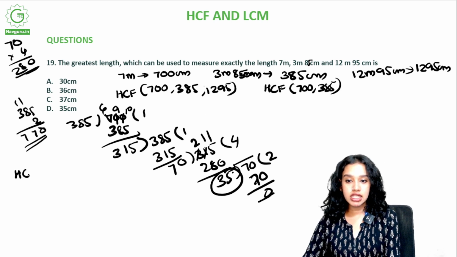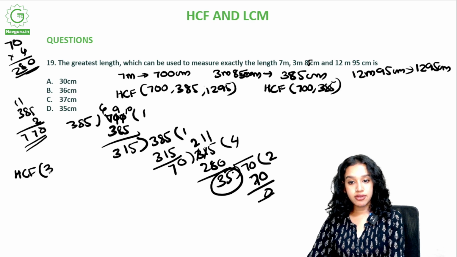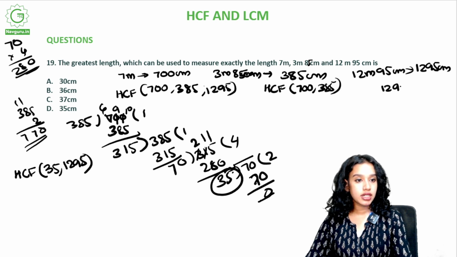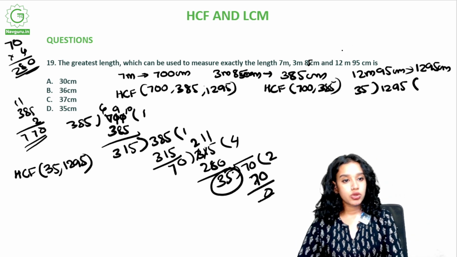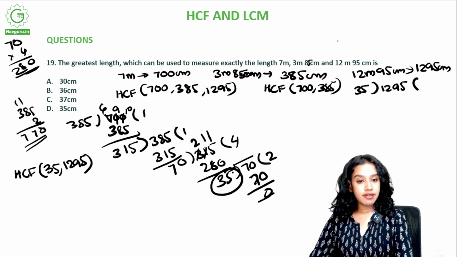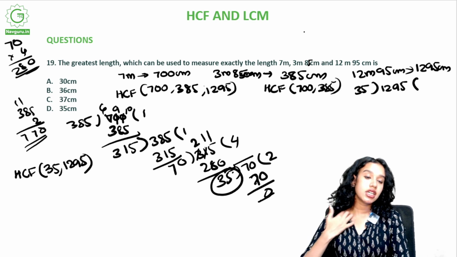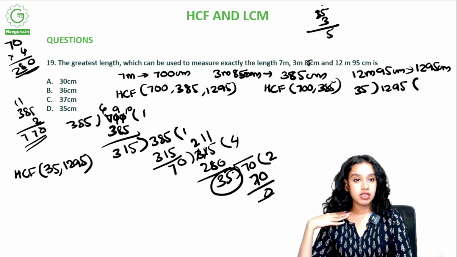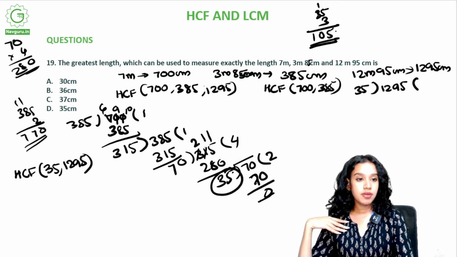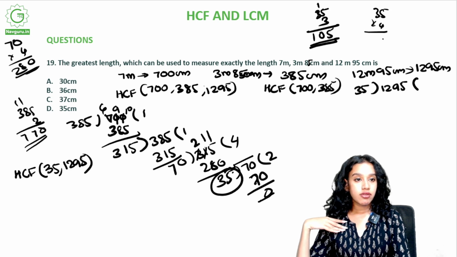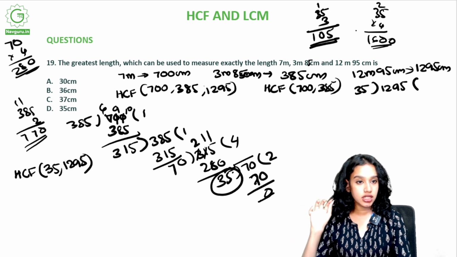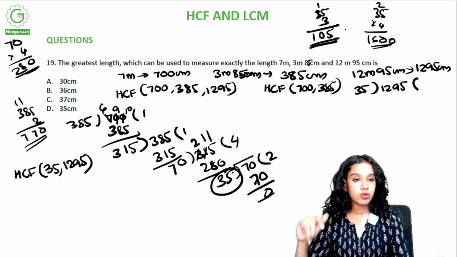Now we have to find the HCF of 35 and 1295. So we have 1295 inside and 35 outside. So let's see, 20 times would be 700. 30 times 35 would be 1050. And 35 into 4 would be 140, so this would be between 30 and 40. Now we have 35 into 30 is 1050.